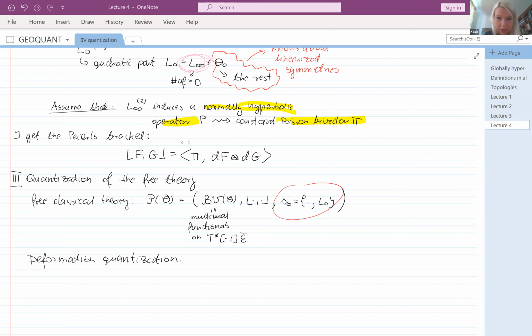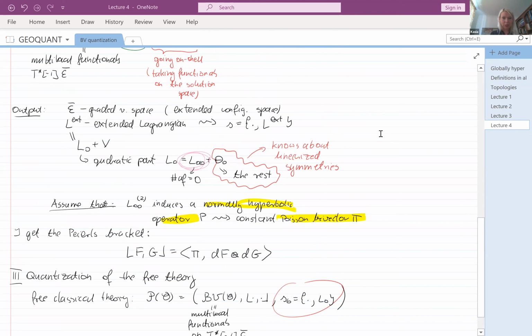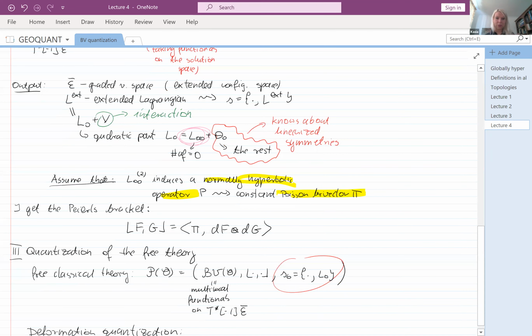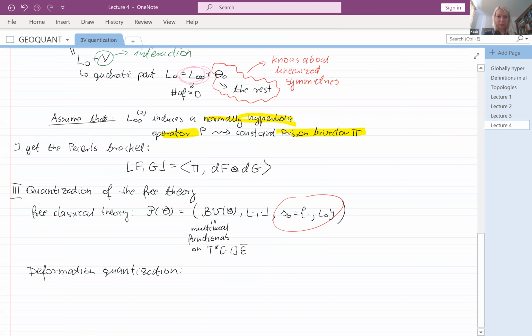Sorry, oh yes, I dropped the interacting part. So let's look at this expansion here again. We have L extended, which I describe as L0 plus V, which is the interaction. And I'm going to come back to the interaction tomorrow, where I plug it back. The free theory is where I get rid of the interaction and only work with the quadratic part L0, and then I have these two terms, one with no antifields and the rest.